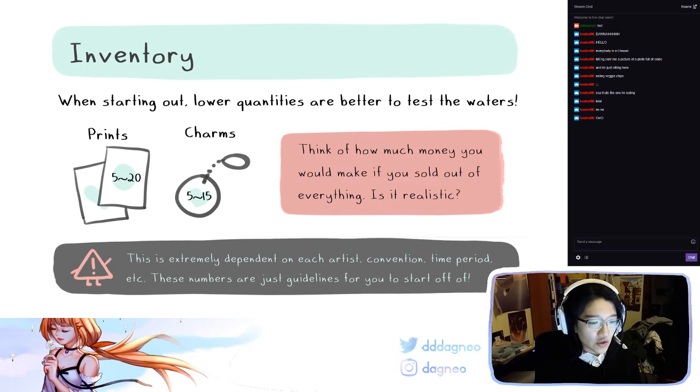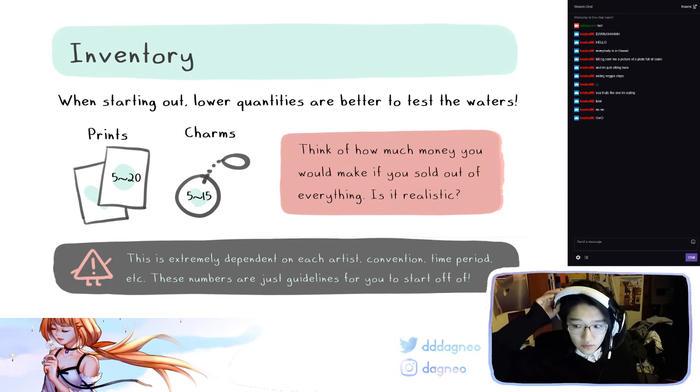Usually for inventory, when you're just starting out, if it's your first con, second con, maybe you're just kind of testing the waters, it's a good idea to generally keep lower quantities. If you have too much of one thing and you have a lot of extras, you might not have a use for them later.